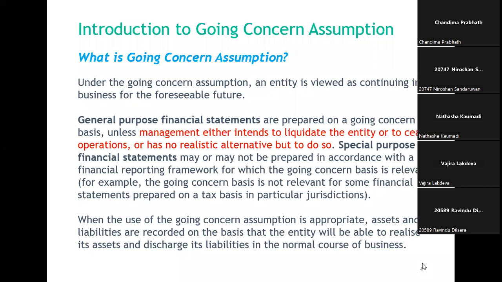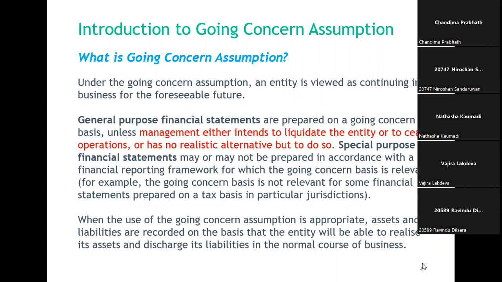When the use of the going concern assumption is appropriate, assets and liabilities are recorded on the basis that the entity will be able to realize its assets and discharge its liabilities in the normal course of business. That's why you have current and non-current assets, current and non-current liabilities. So you expect the entity to continue in the foreseeable future, and then you expect the assets to be realized in the normal course of business.